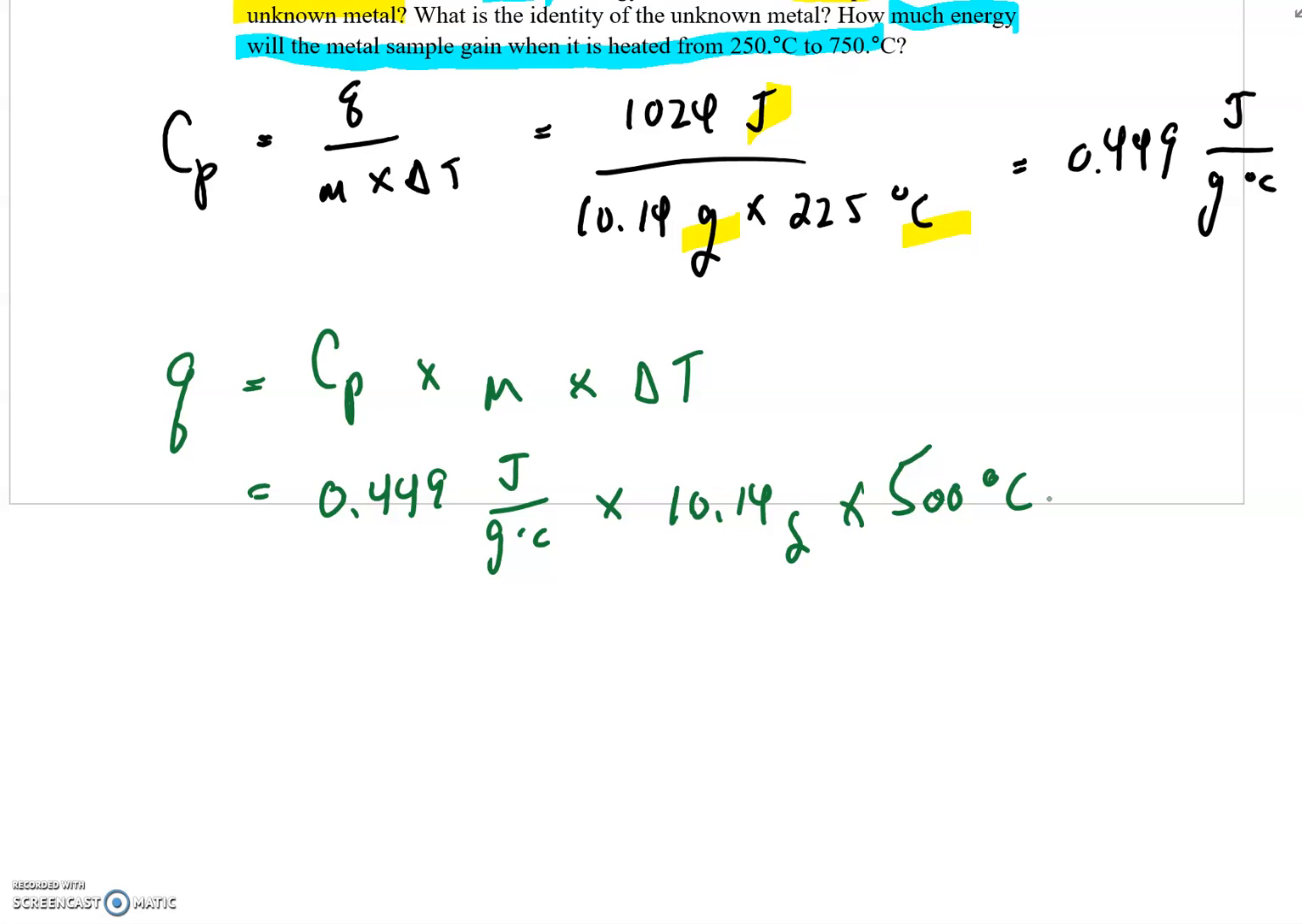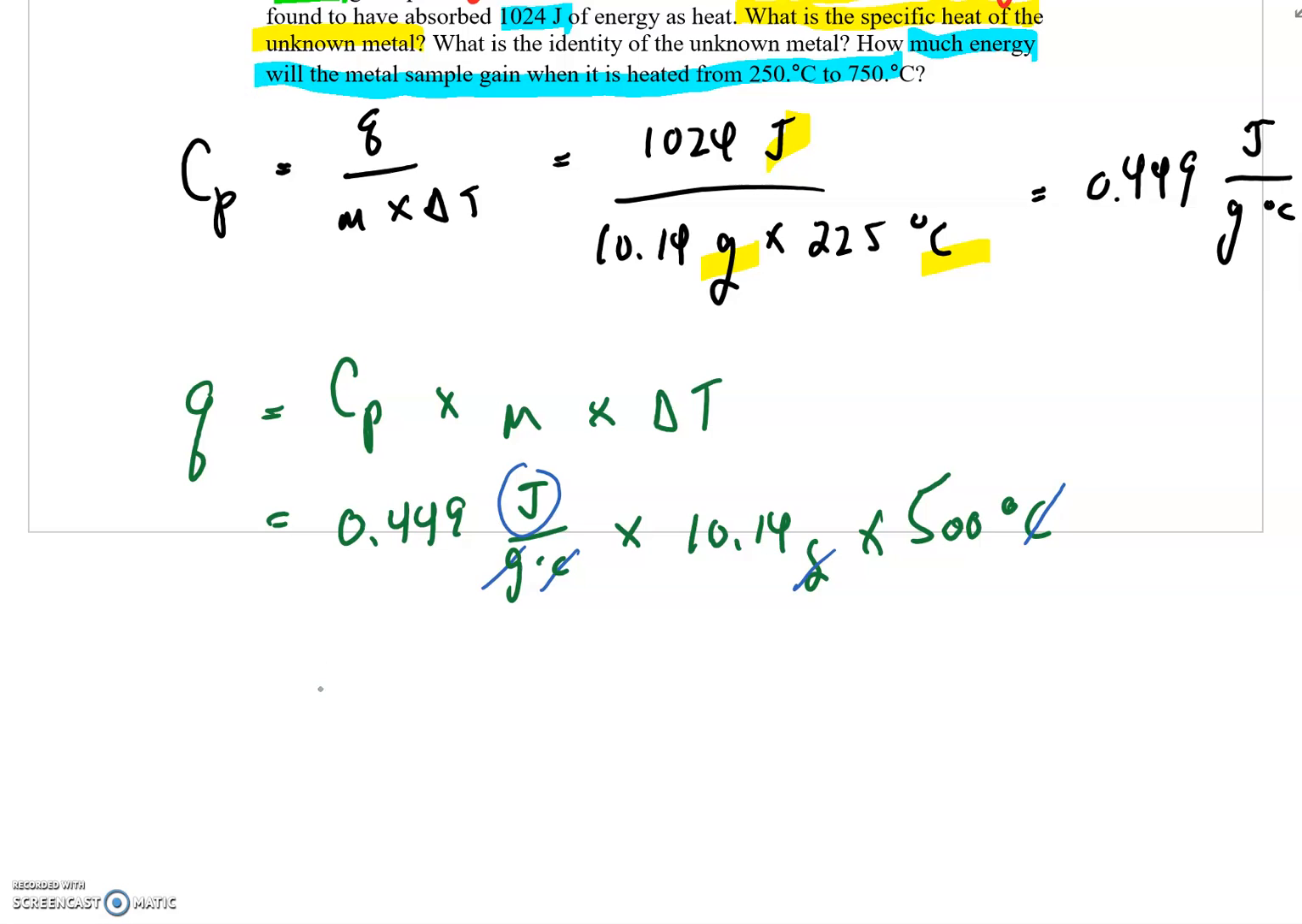So let's crank this out. We know that when we do this, grams is going to cancel grams, degrees Celsius cancels degrees Celsius. It leaves our answer in joules, which is exactly what we want. So we're going to say 0.449 times 10.14 times 500. Our answer is 2,275.5555555. Let's call that 2,275.6 joules. All right.